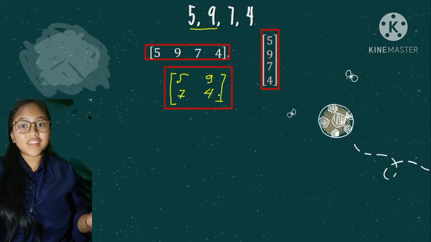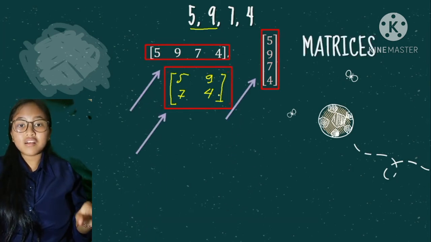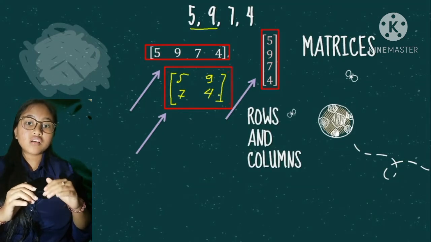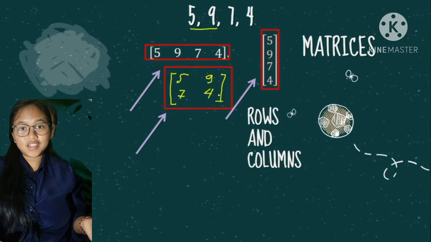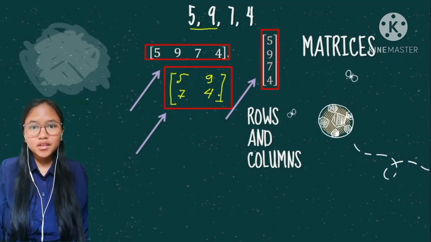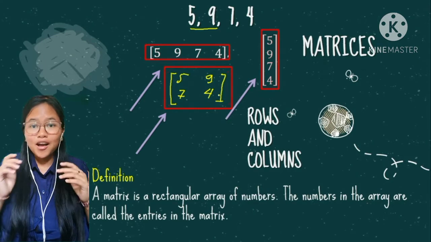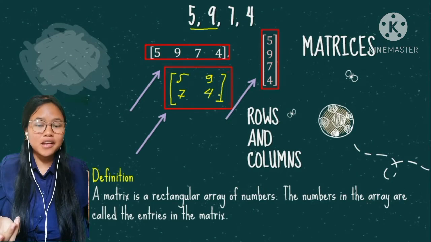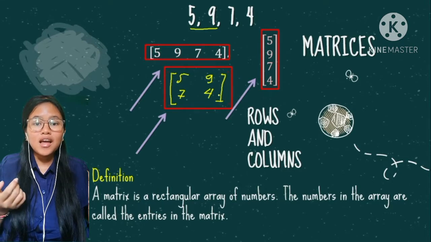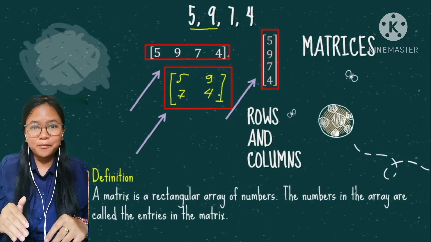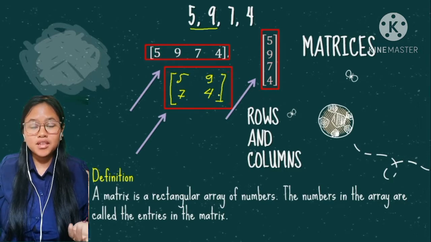All these 3 things you see here are called matrices. Each of these is a matrix, just an arrangement of rows and columns. More generally, we make the following definition. A matrix is a rectangular array of numbers, and the numbers in the array are called the entries in the matrix.